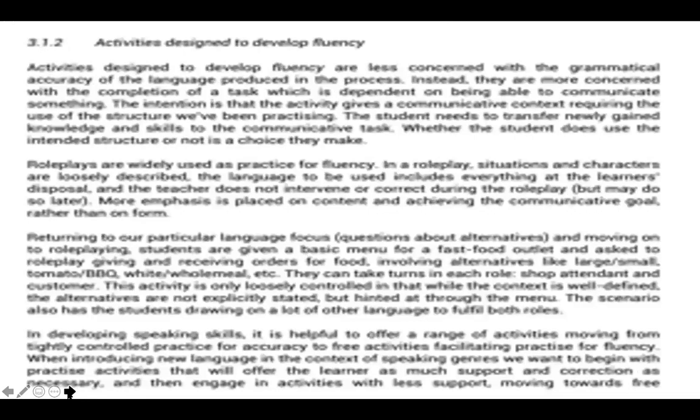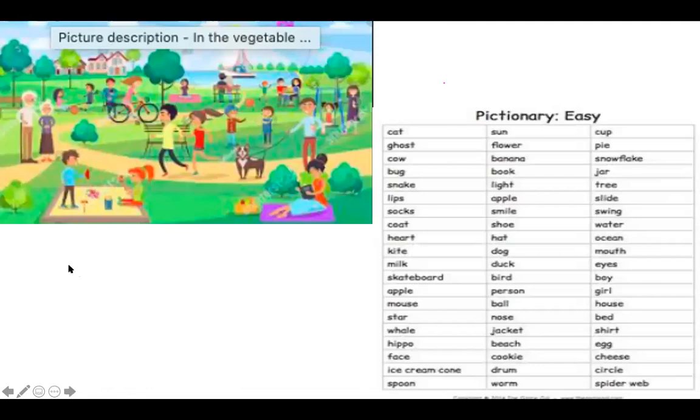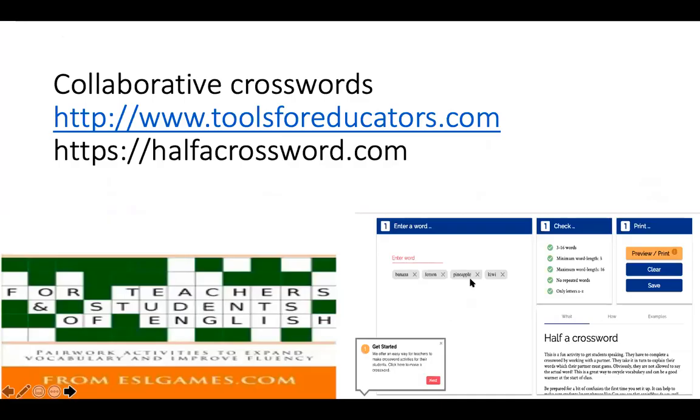Like looking at pictures, eliciting sentences from looking at pictures, or playing Pictionary, where they've got to draw on their whiteboard. If one member of the team draws a picture, the other members have to work out what the picture is. And we have the crossword puzzle. You can find these sites online. I think they're free. This one here is free, called Half a Crossword.